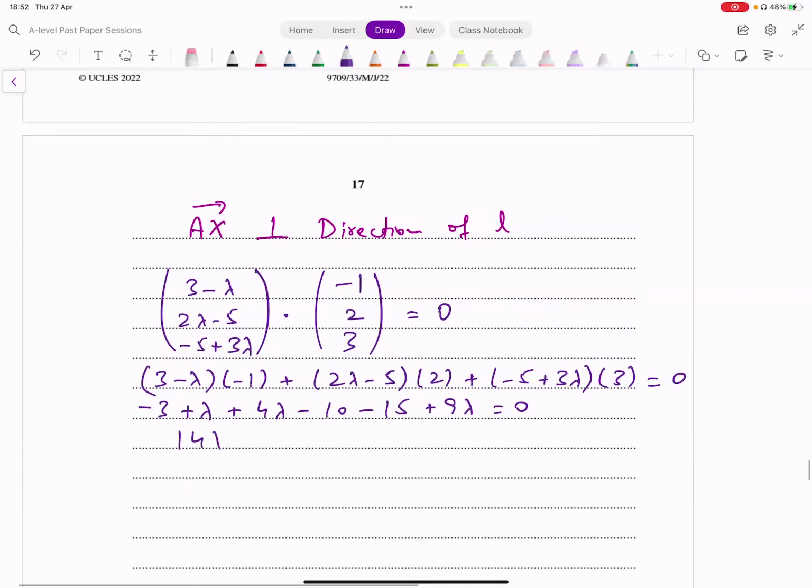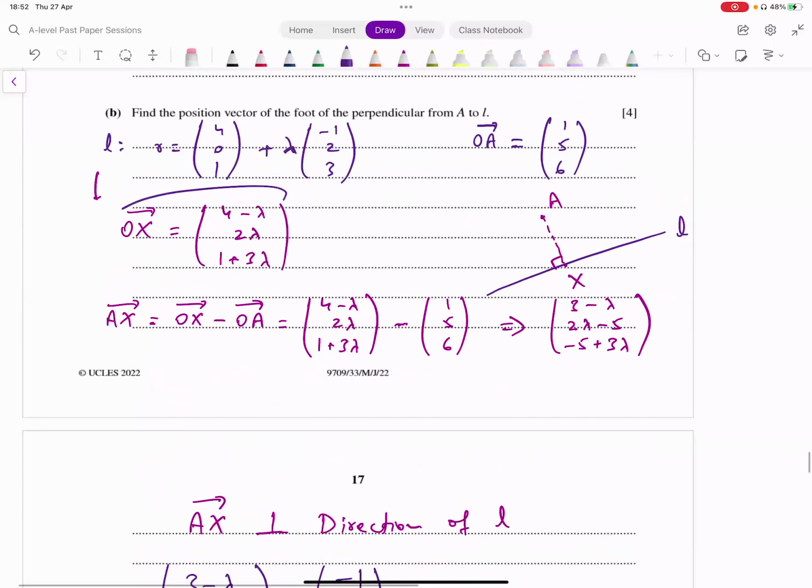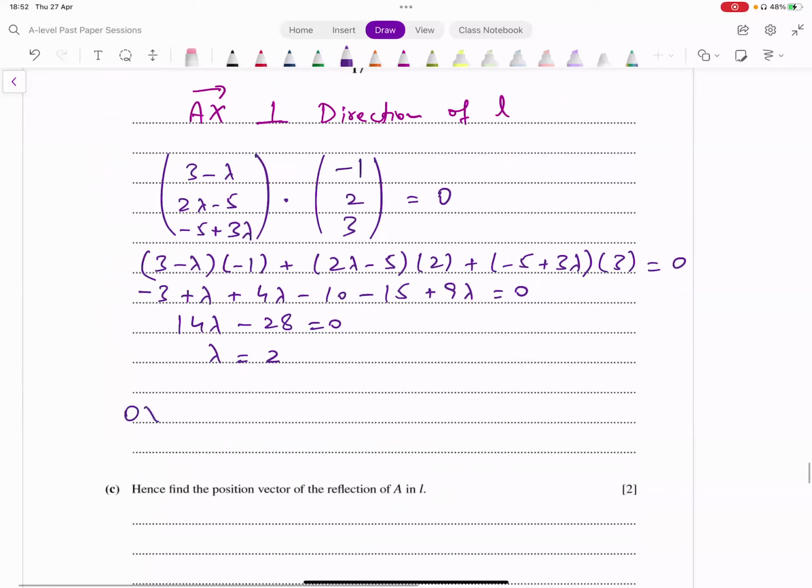14 lambda minus 28 equals 0, and the value of lambda turns out to be 2. Lambda 2 आ गया. अब OX का जो वेक्टर था उसके अंदर lambda की जगह 2 डाल दें, आपके पास वो वेक्टर आ जाएगा. So OX वेक्टर क्या था?